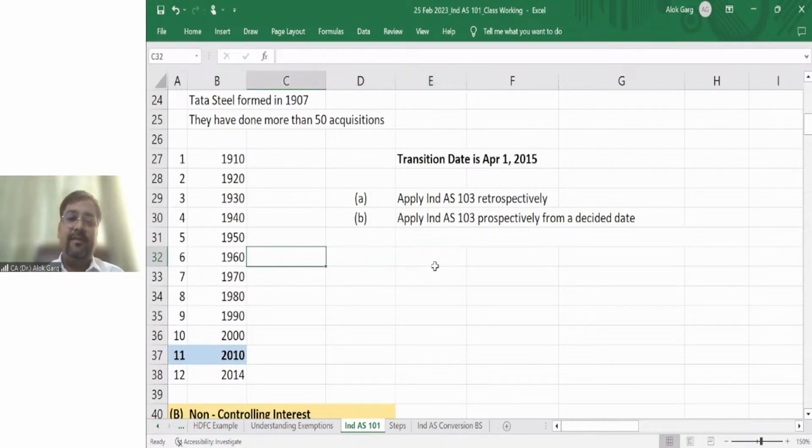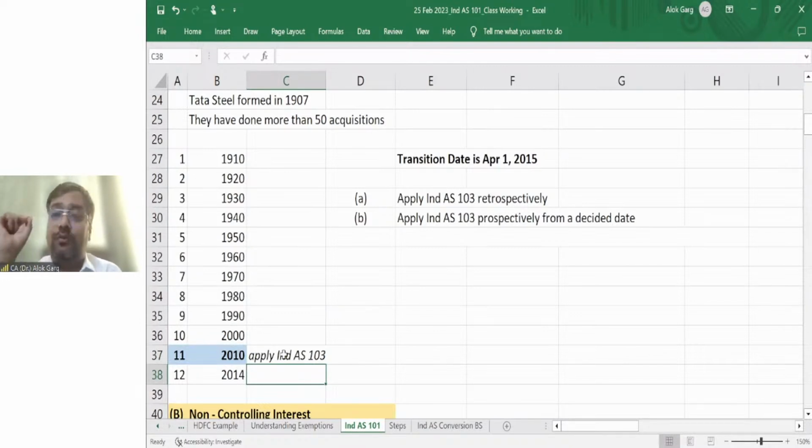Sir, what is the meaning of this? For example, Tata Steel says that I have all the information available for the business acquisition which I did in 2010. I want to apply Ind AS 103 on the 2010 acquisition. Ind AS 101 says that if you want to choose any business combination to restate, you can do that. But whatever business combination you are restating, you have to restate all the business combinations after that date.